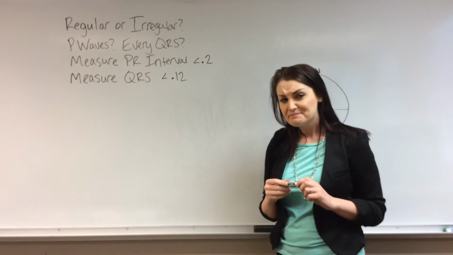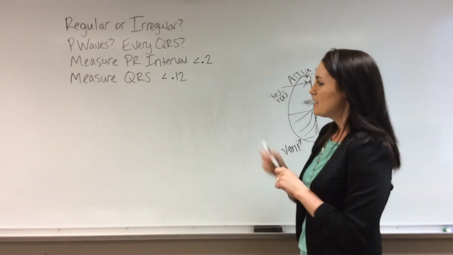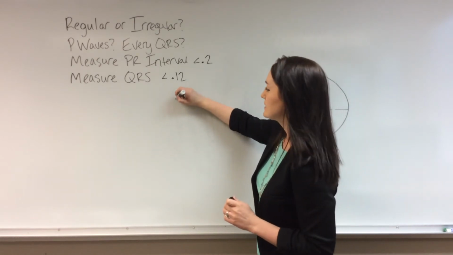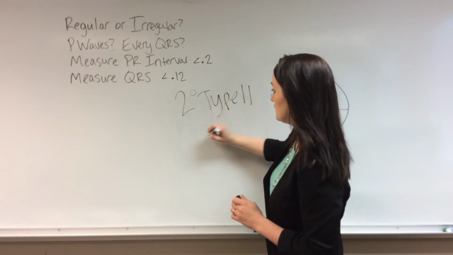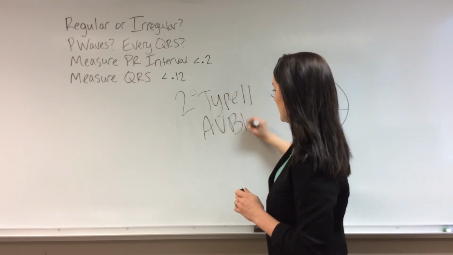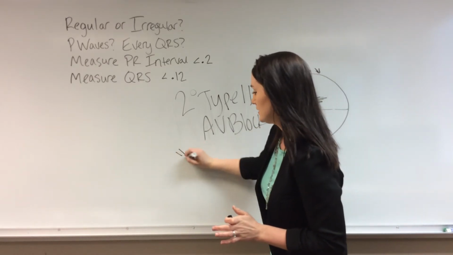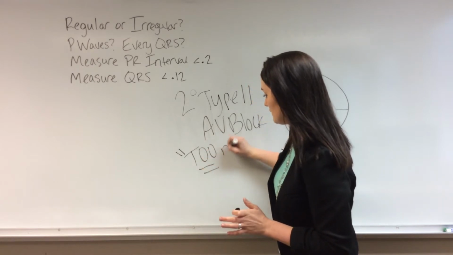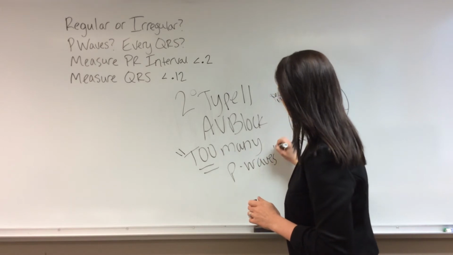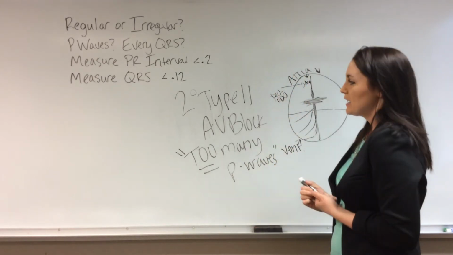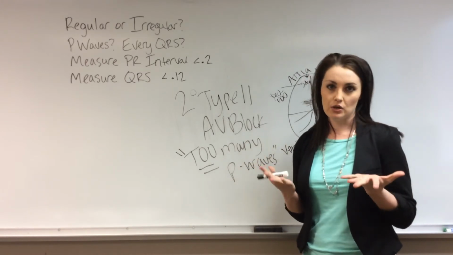Okay, this next one, I'm not actually going to draw out because it would get really confusing. The next one that we'll talk about is second degree type 2 AV block. With this, what you want to think is too many P waves is a way to think of it. With second degree type 2, it's intermittent dropping of the QRS.